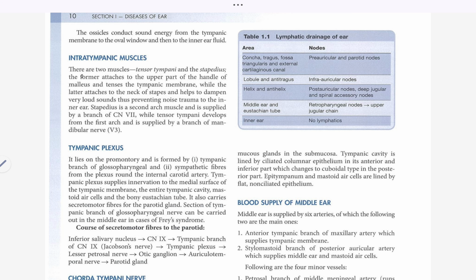Intratympanic muscles. There are two muscles, tensor tympani and stapedius. The former attaches to the upper part of the handle of malleus and tenses the tympanic membrane, while the latter attaches to the neck of stapes and helps to dampen very loud sound, thus preventing noise trauma to the inner ear. Stapedius is a second arch muscle and is supplied by a branch of cranial nerve 7, while tensor tympani develops from the first arch and is supplied by a branch of mandibular nerve.